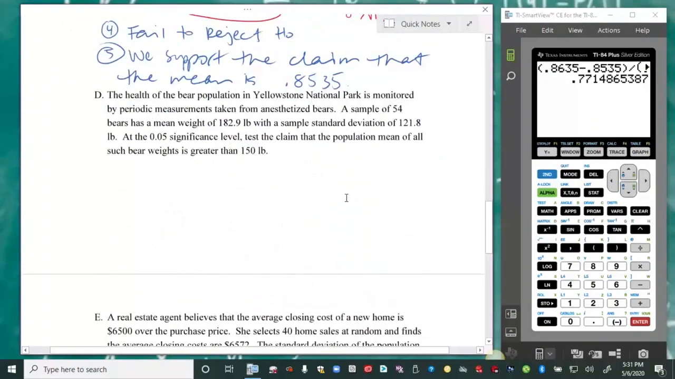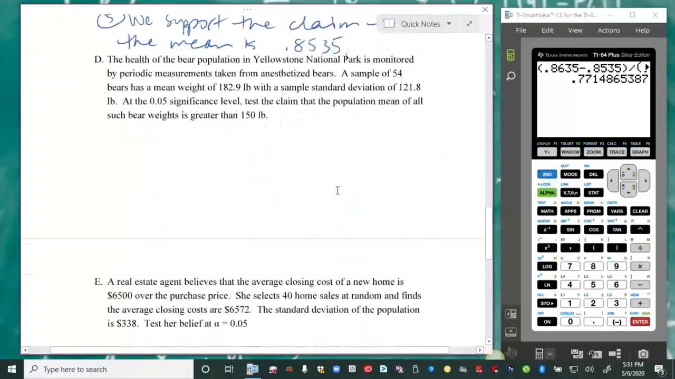Okay, getting better? Part D, the health of a bear population. Okay, so the health of a bear population in Yellowstone is monitored by periodic measurements. A sample of 54 bears, let's write this down, n is equal to 54 bears, reveals a mean weight, this is my sample mean, of 182.9.